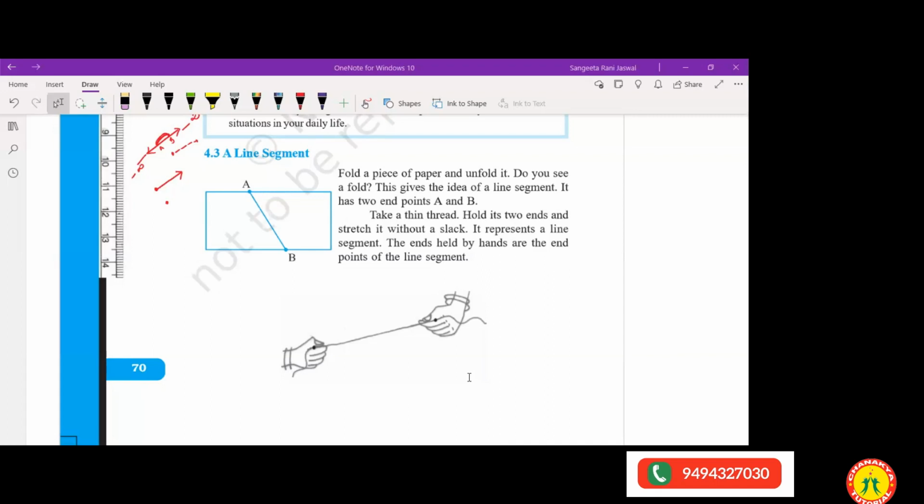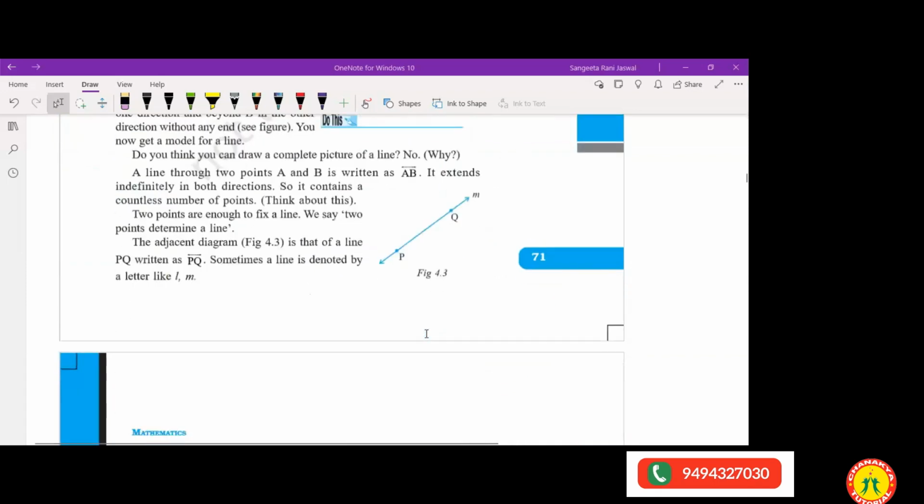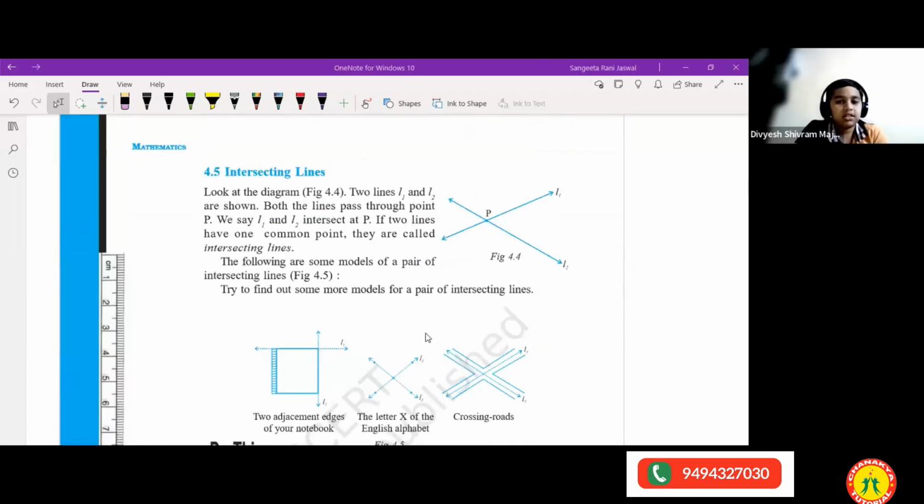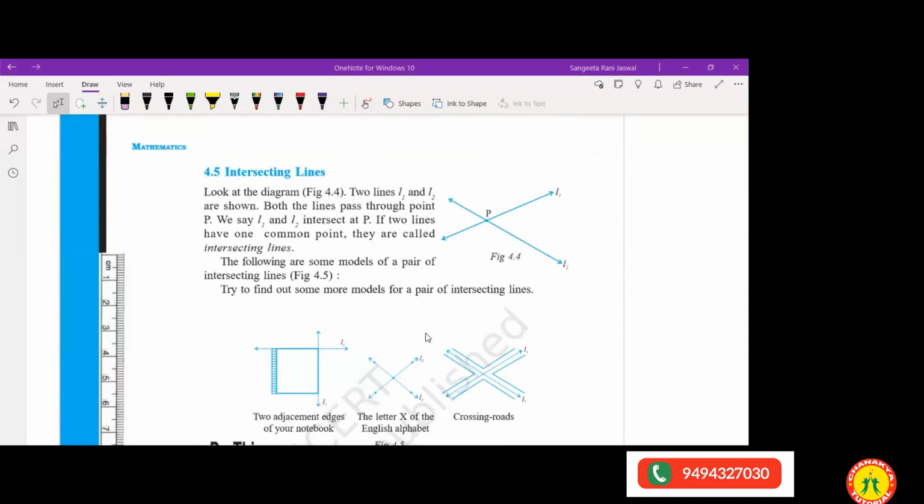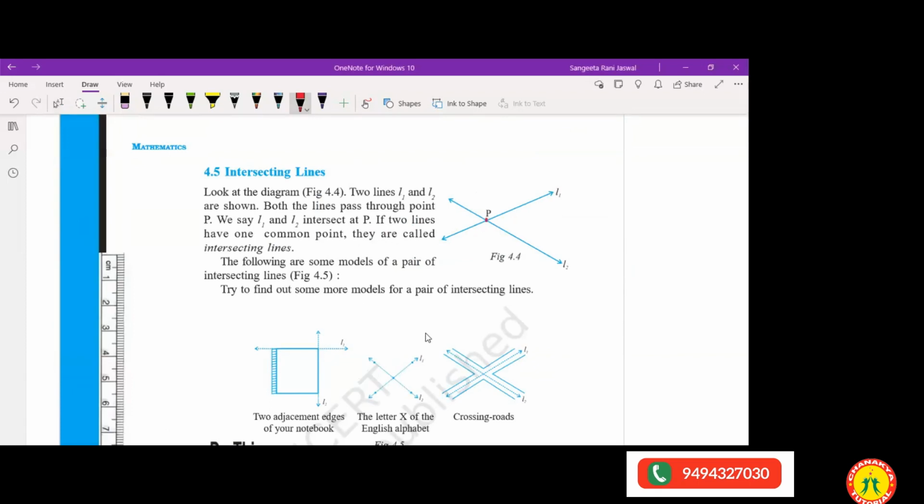Then moving ahead, we come to intersecting lines. Intersecting lines are when two lines meet and cross each other. When two lines meet at one point, that is called intersecting lines. This point is called the point of intersection. The point where the two lines intersect each other is called the point of intersection, and the lines are called intersecting lines.